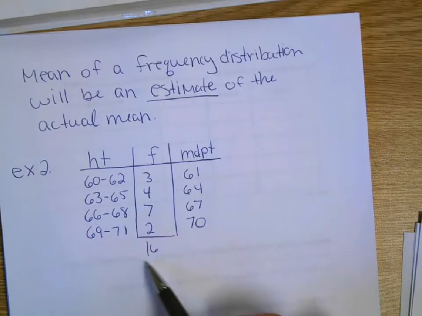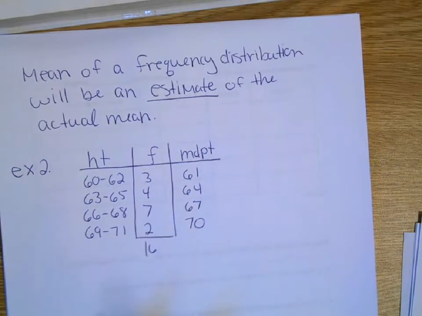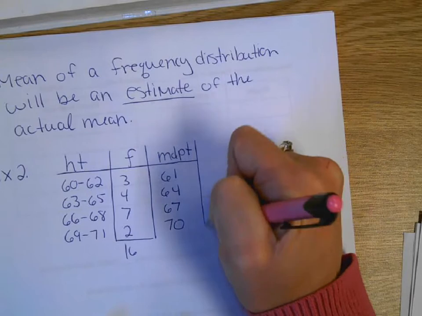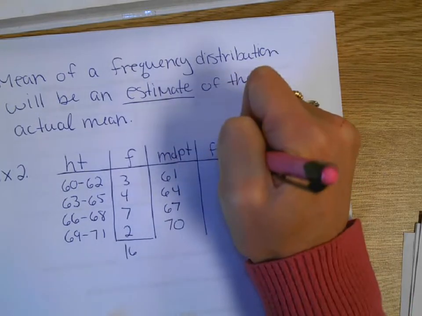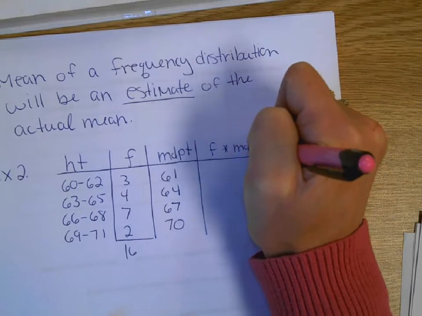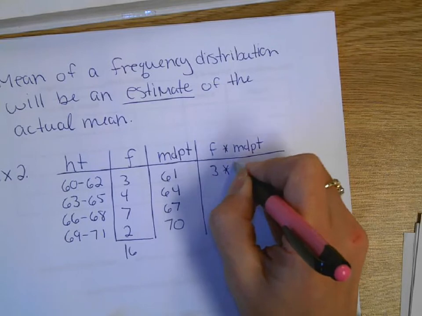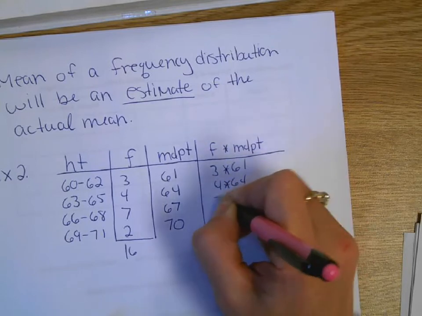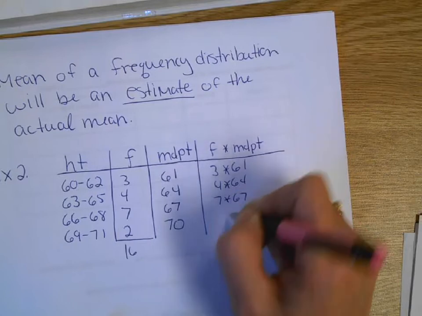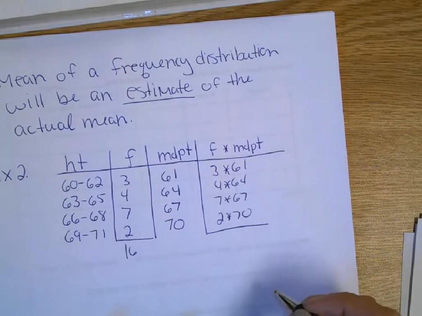So now, making that assumption, I can do it old school or I can do it weighted. Old school says you're going to add up 16 different numbers as quickly as you can. So old school, you're going to multiply your frequency times your midpoint, add all that up.